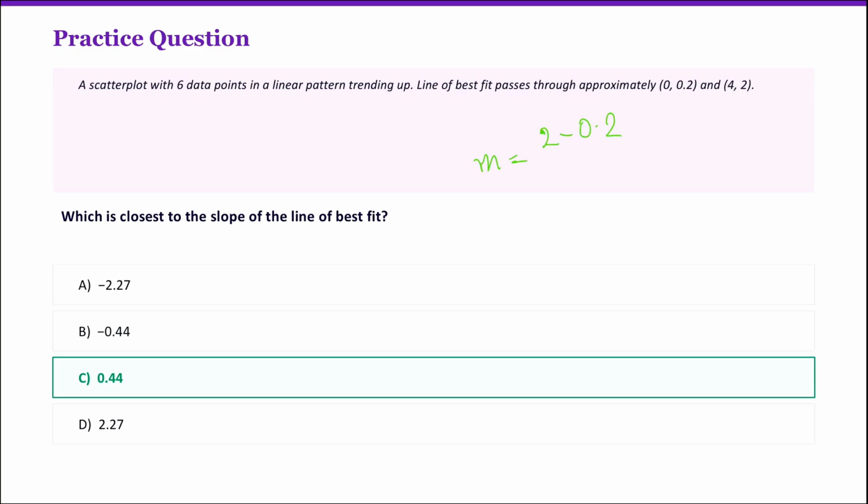So m would be 2 minus 0.2 over 4 minus 0. So that gives us 1.98 over 4, or 0.44. So it's actually not 0.44 rather, it's 0.495. But again, you find this slope, and then it's saying what's the closest to the slope of the line of best fit. So this is our slope of the line of best fit, and then the closest value here is 0.44.